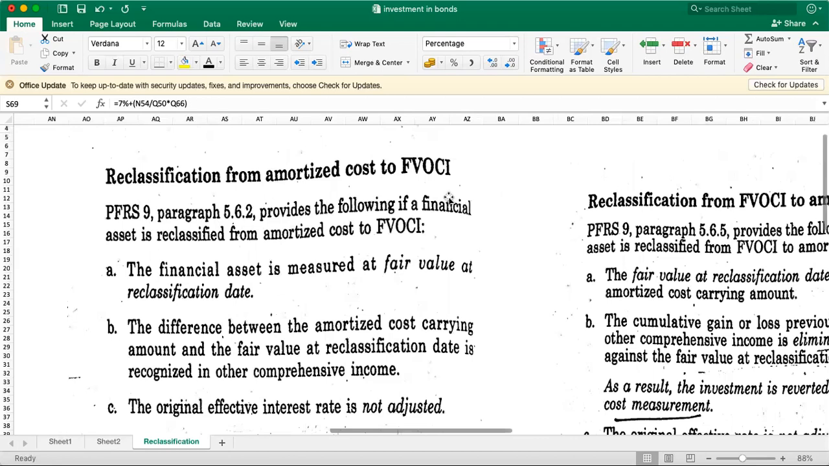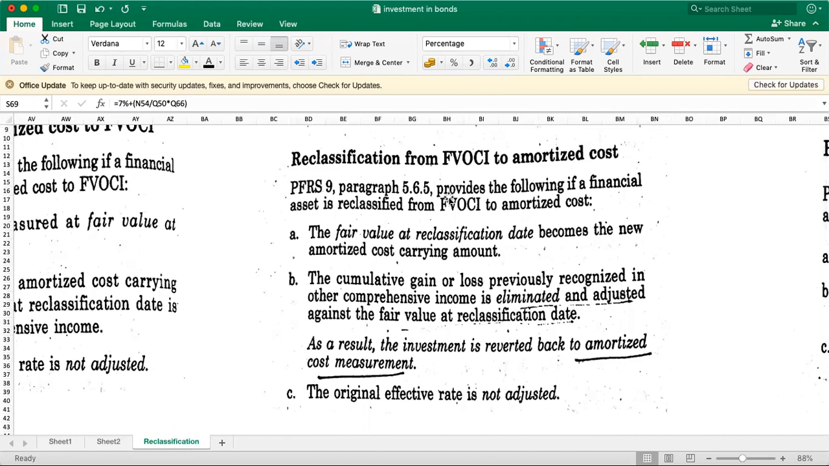What if baliktad yung nangyari dito? From OCI to amortized cost, di ba? Ito, we have amortization dito, mayroon ding amortization dito. So, copy lang din yung amortization, but yung measurement yung nag-change, di ba? So, that's under OCI and at fair value to amortized cost.